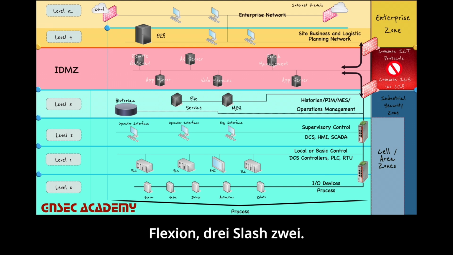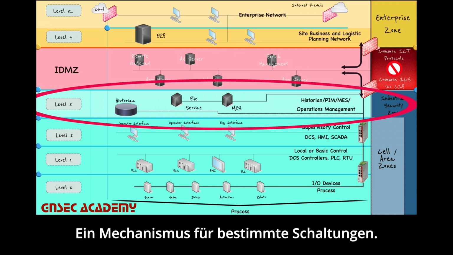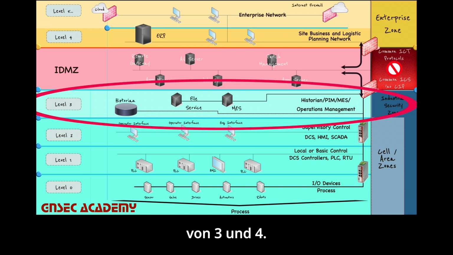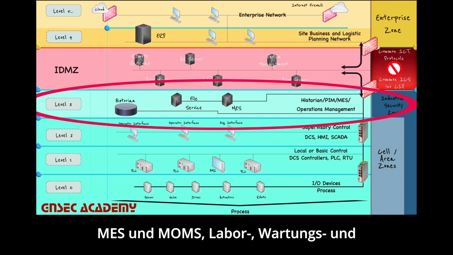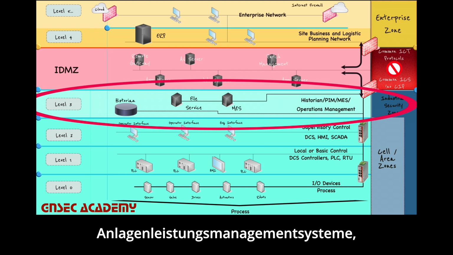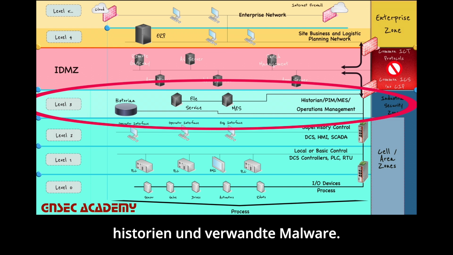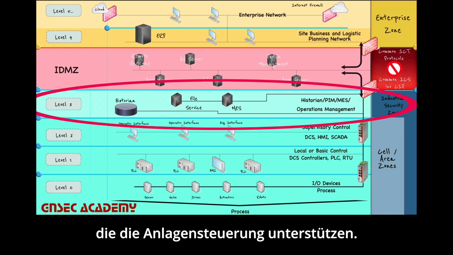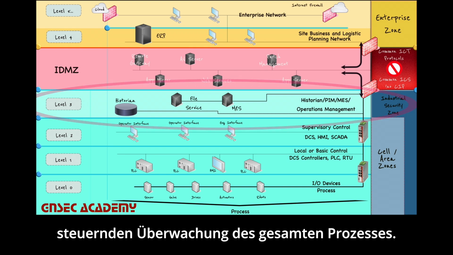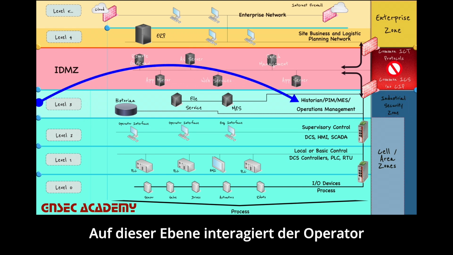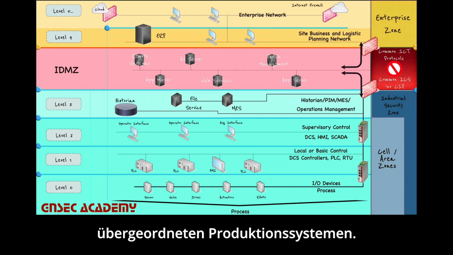Finally, level 3 is a manufacturing operation system, managing production workflow to produce the desired products: batch management, manufacturing execution, operations, and management systems, MES and MOMS, laboratory, maintenance, and plant performance management systems, data historians, and related middleware. Level 3 is where systems that support plant-wide control and monitoring functions reside. At this level, the operator is interacting with the overall production systems.